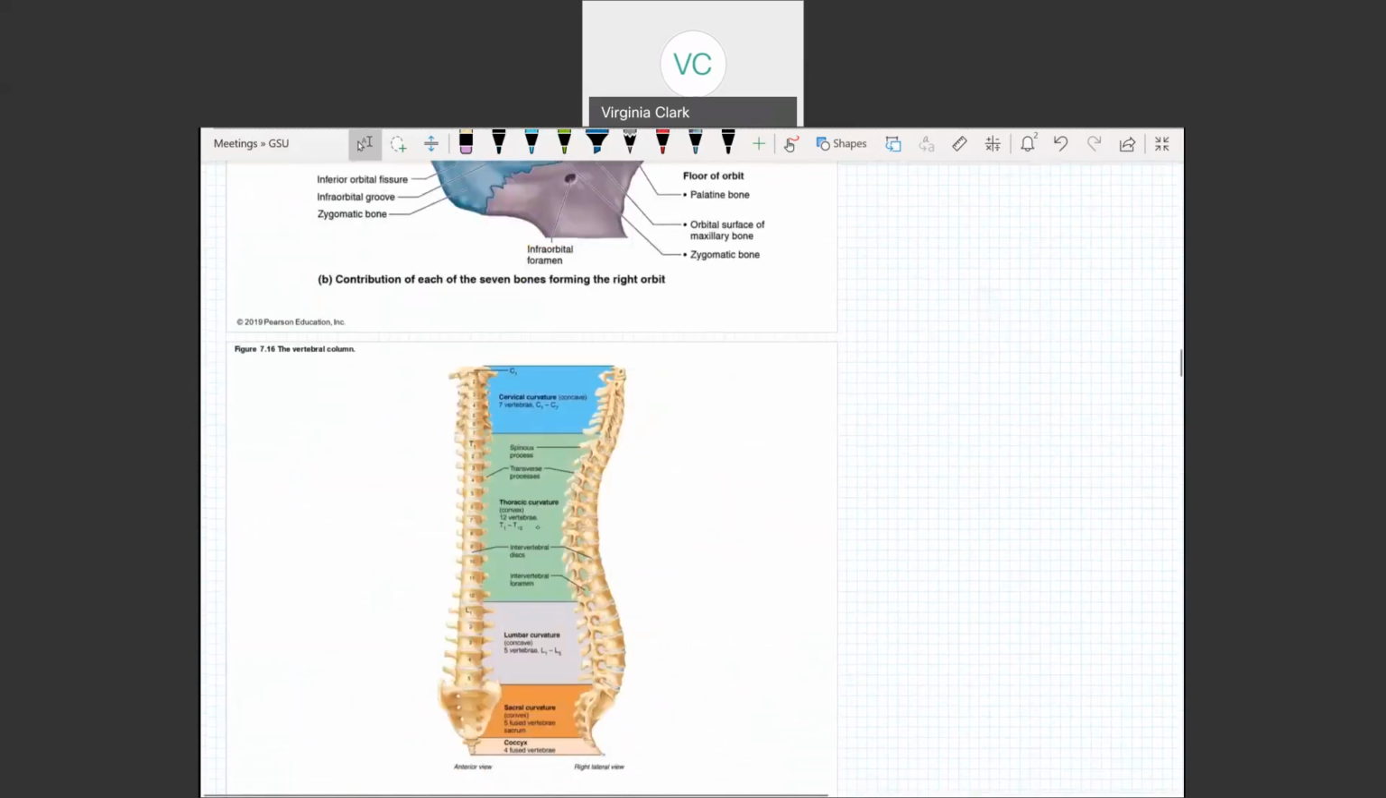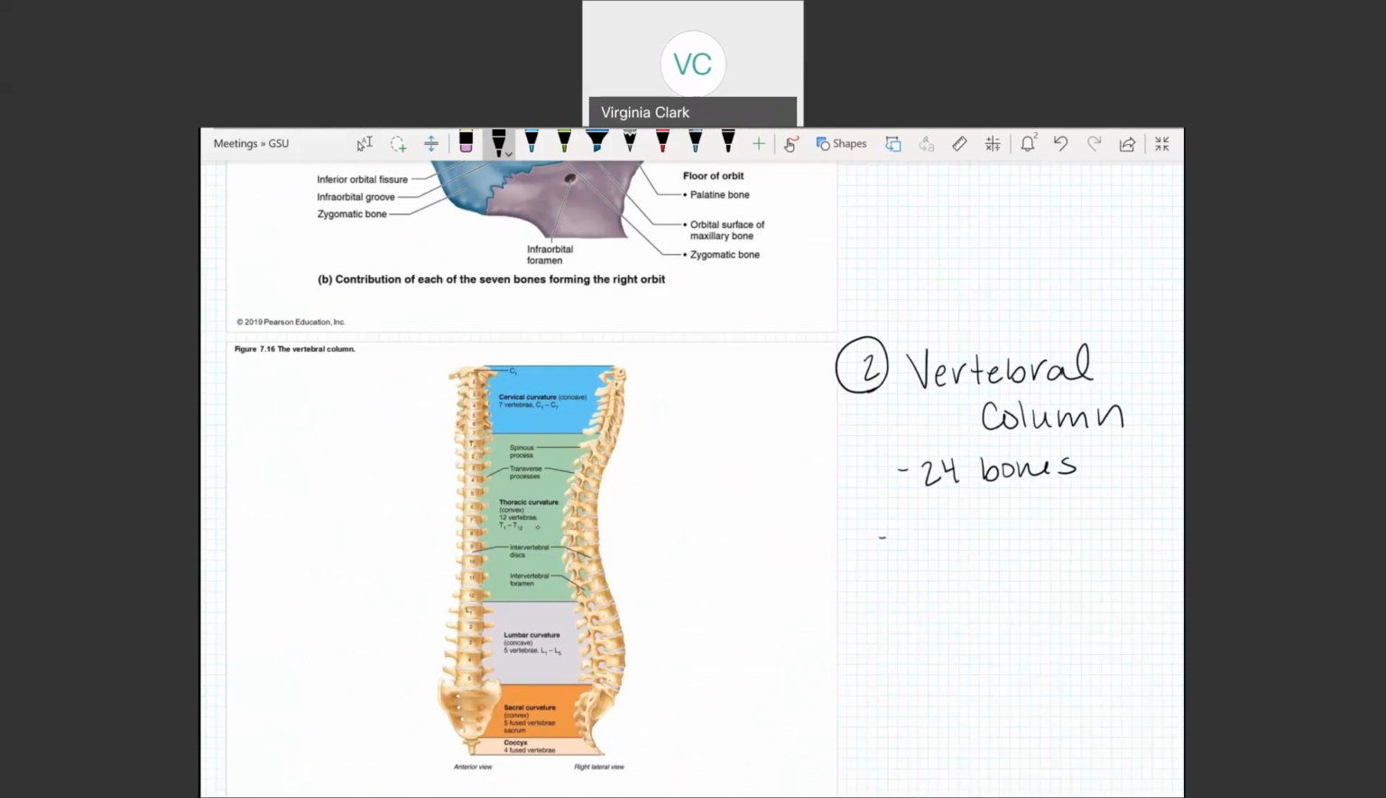But then switching to the second gear, this is our vertebral column. When we're looking at our vertebral column, there are 24 bones that make up this part of the axial skeleton. So you'll notice they are broken up into these sections. You will have the cervical curvature that will have 7 bones. These are going to be named C1 all the way to C7.